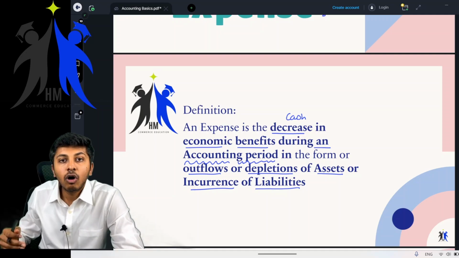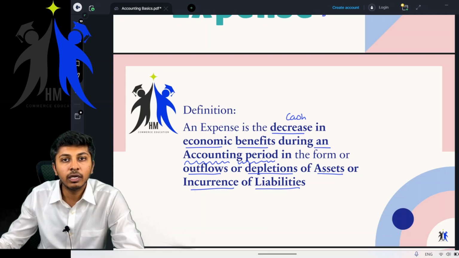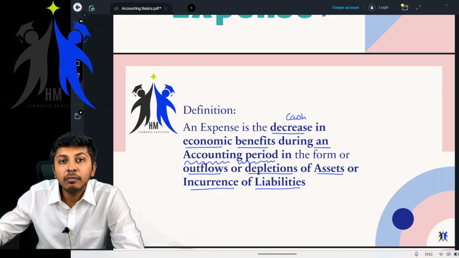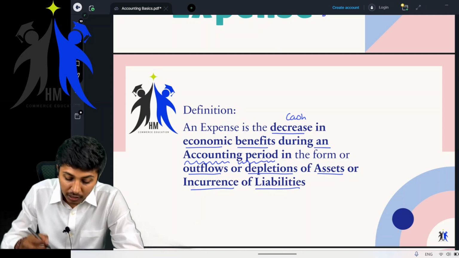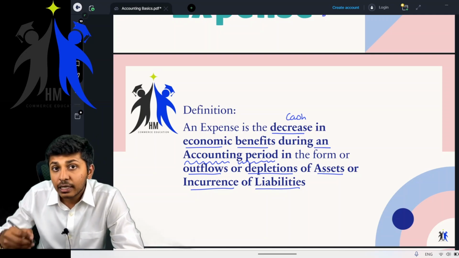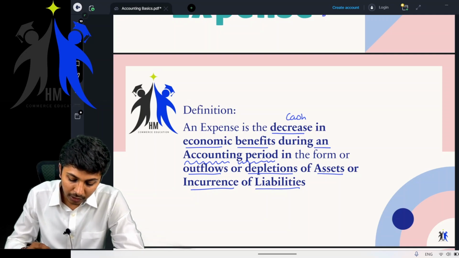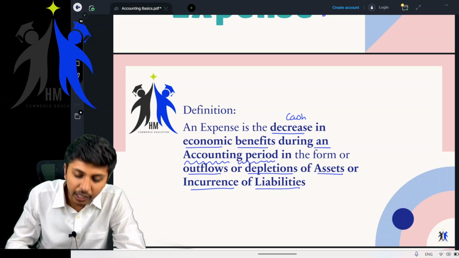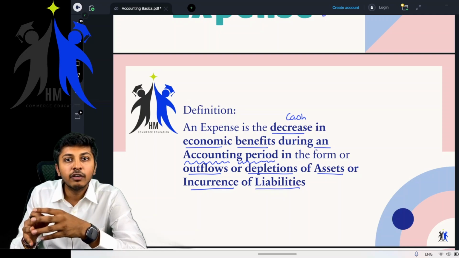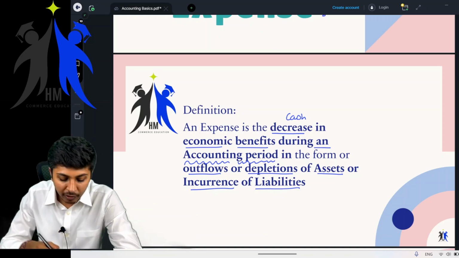The benefit that you got is the property or the electricity or the services of your employee. Those benefits you took, correct? And you paid them some economic benefits. That is an expense: a decrease in economic benefits, a decrease in the cash, the resources that you have, correct? During an accounting period. So if the benefit that you derived from this expenditure is for more than one accounting period, it will not come here.